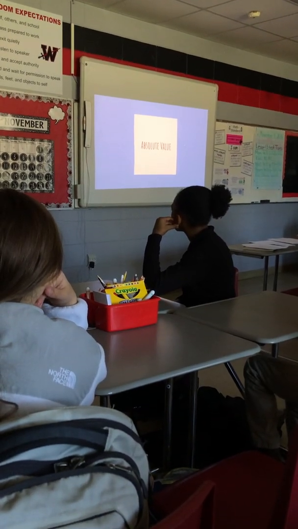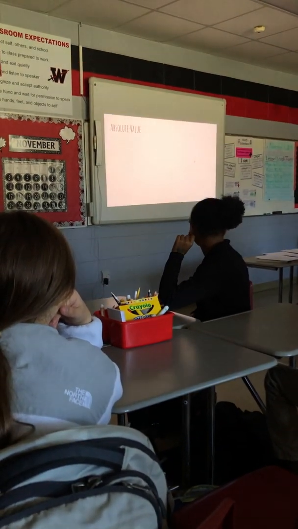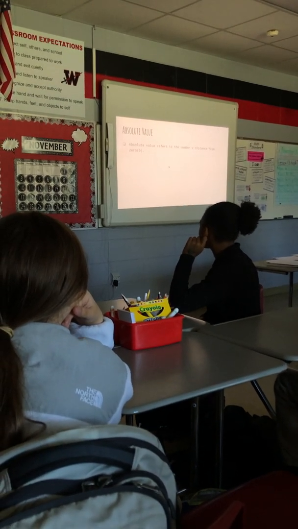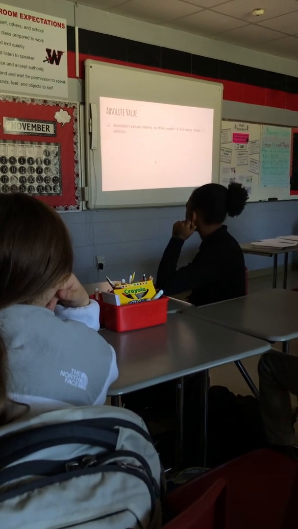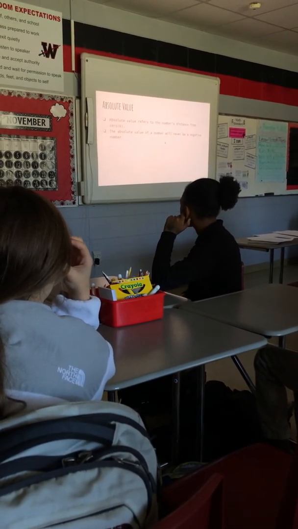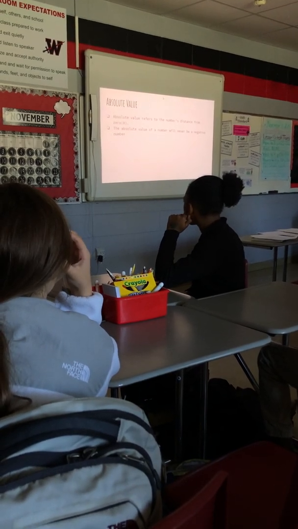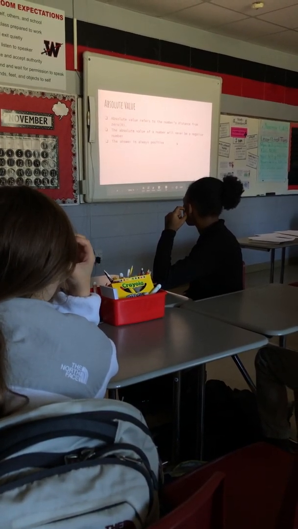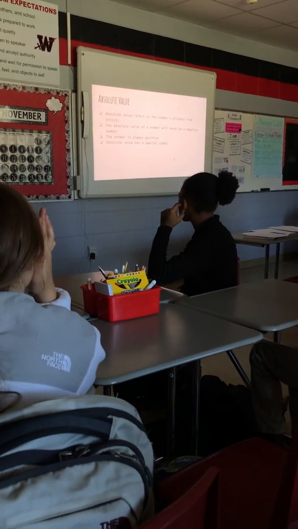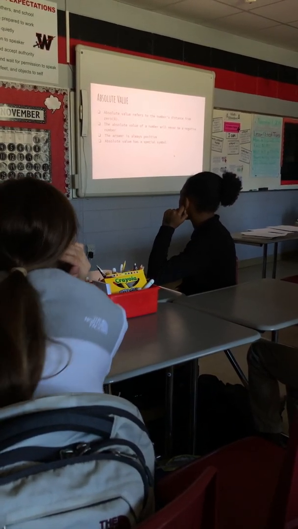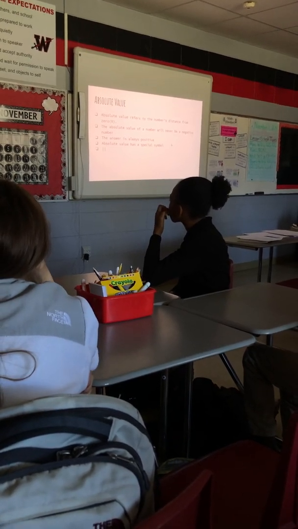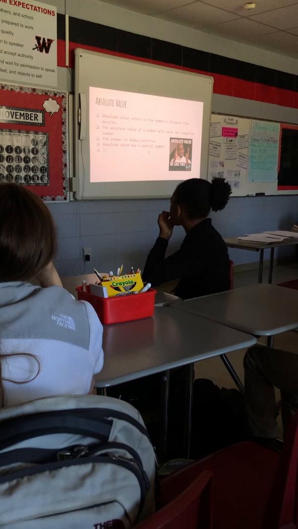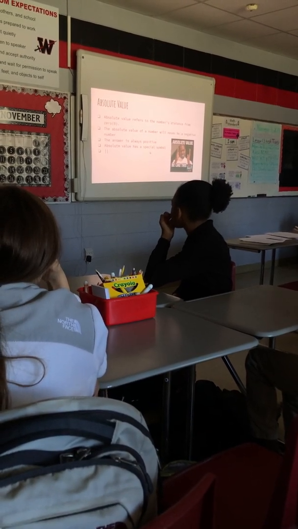Alright, so now we're going to review absolute value. Absolute value refers to the number's distance from 0. The absolute value of a number will never be a negative number, okay guys? The answer is always going to be positive. And the absolute value has a special symbol. Does anyone remember what that symbol is? Sky? Two bars. There we go. The bars let us know that absolute value will be written like this always.